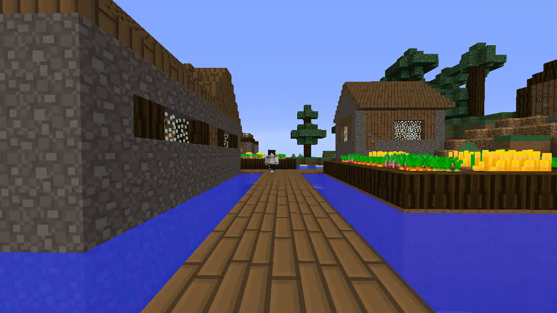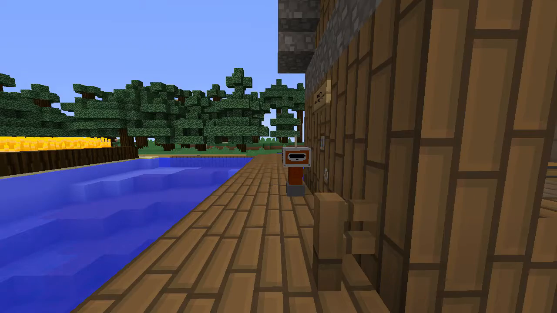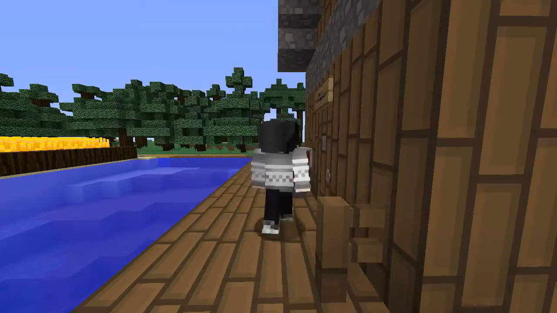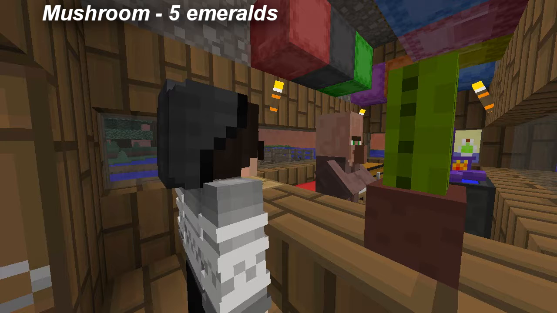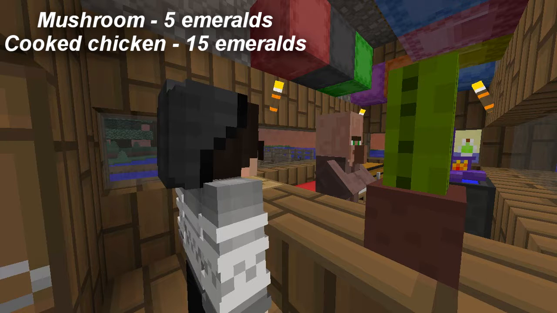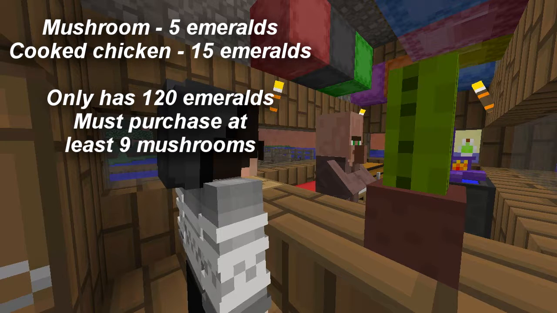Stonegood wants to create mushroom soup. To make the soup, he needs mushrooms and cooked chicken. The closest source of mushrooms and cooked chicken is a nearby trading village. Each mushroom costs 5 emeralds and each chicken costs 15 emeralds. Stonegood only has 120 emeralds. Stonegood must purchase 9 mushrooms in order to meet his mushroomy satisfaction in his soup.